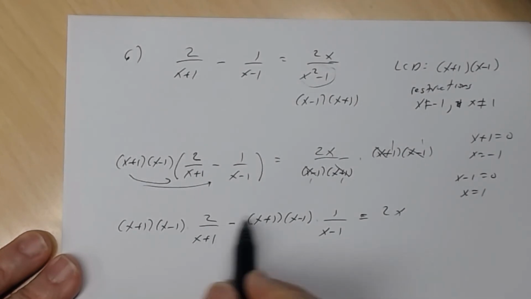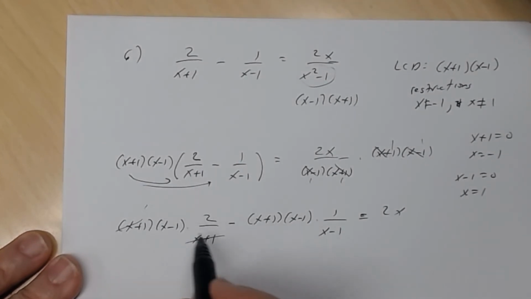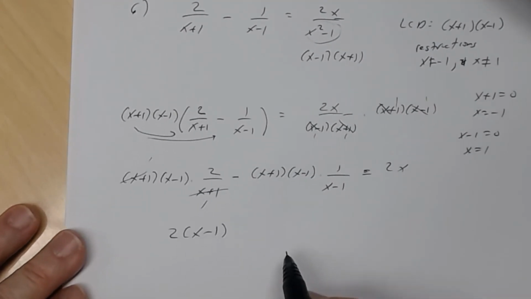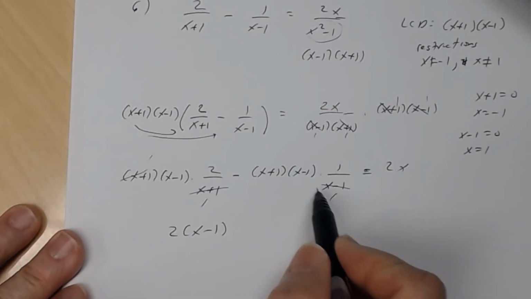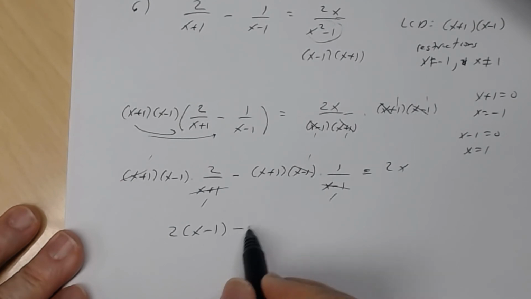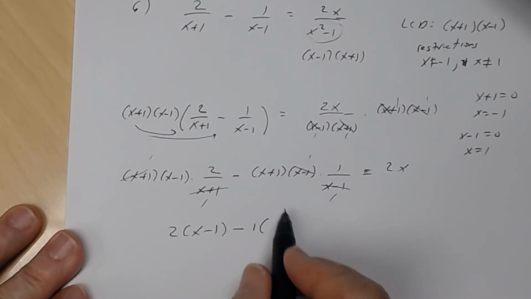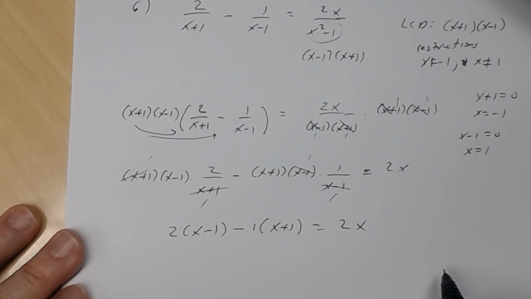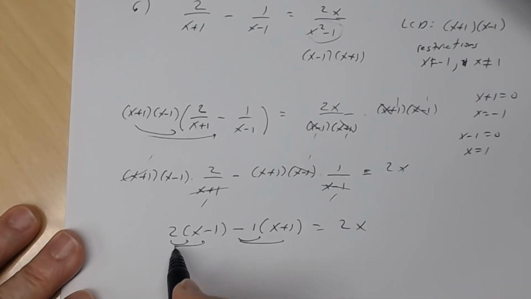Okay, now reducing this side, the (x plus 1)'s divide out, and you get 2 times (x minus 1). So you have 1 times (x minus 1) times 2 is 2 times (x minus 1), just like this. Okay, the (x minus 1)'s divide out here, and you get minus 1 times (x plus 1) equal 2x. Okay, distributing, I get 2x minus 2 minus x minus 1.